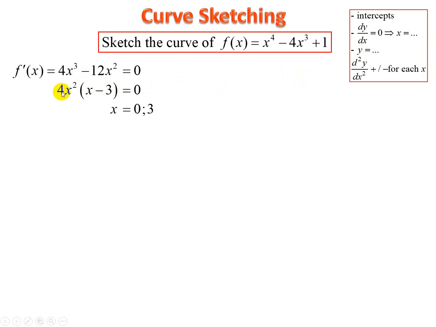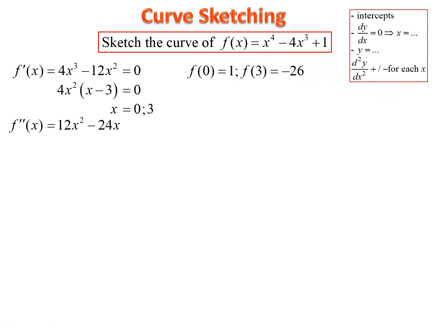So there is our derivative, and I'm solving it, and I get x equal to 0 or 3. So I've substituted 0, and we get 1 to give the y value of the stationary point, and I substitute 3 into the original, and I get negative 26, and so I now have the y value, so I have my stationary points.